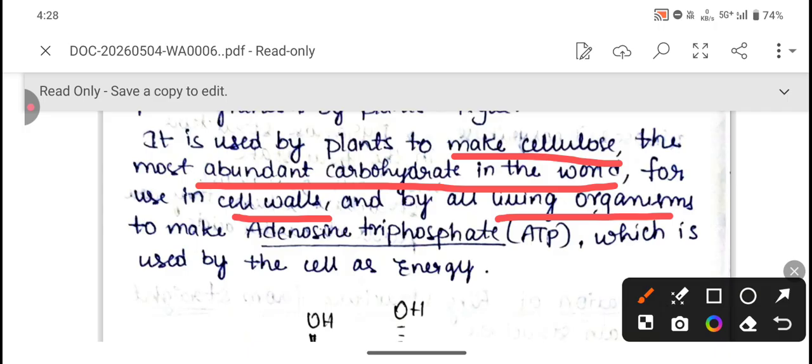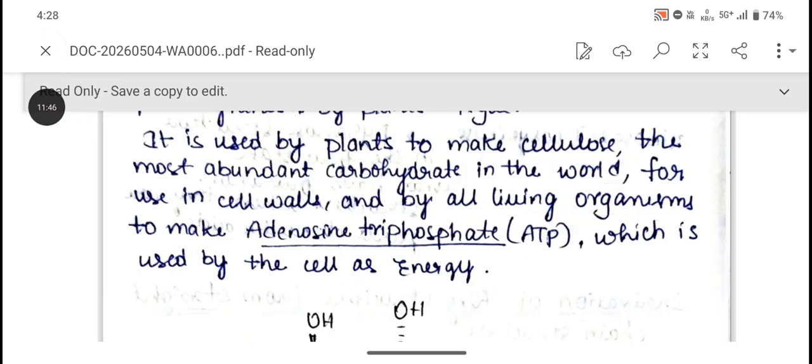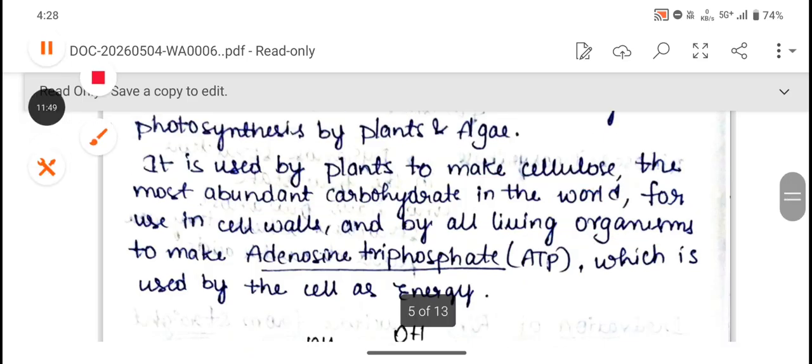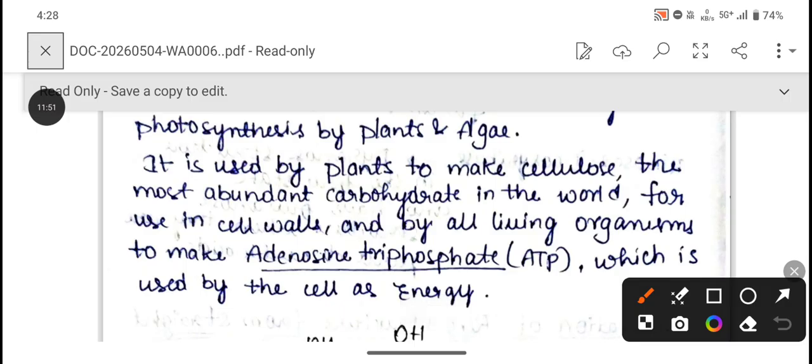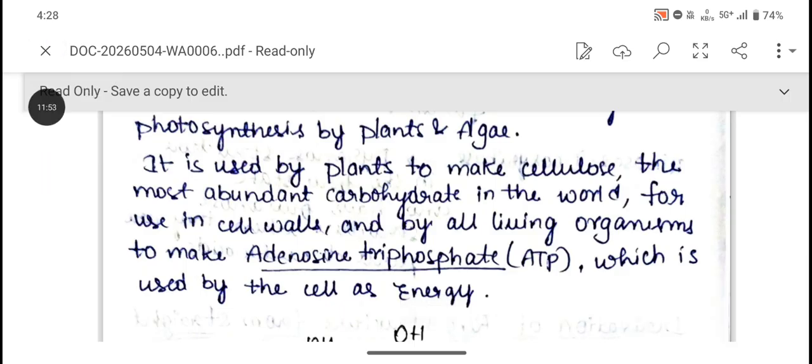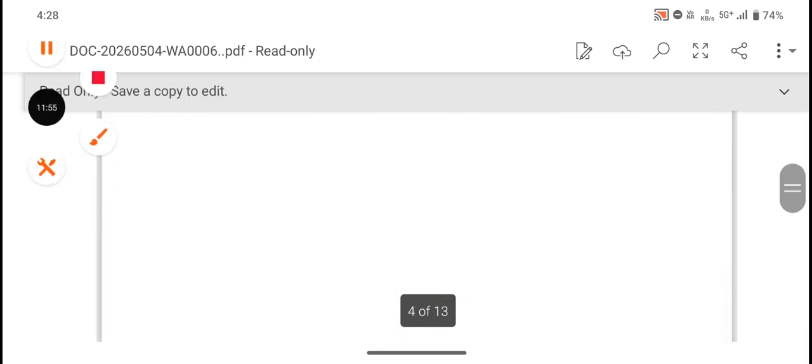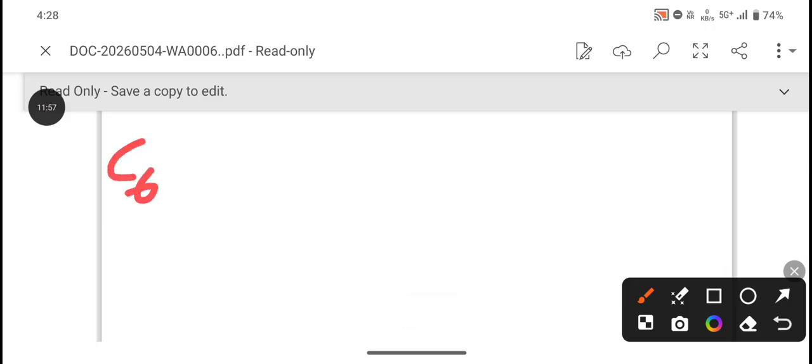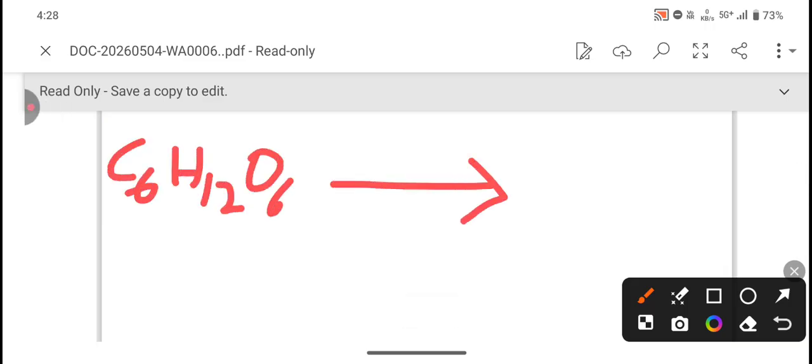If you notice, the energy is actually produced in the body by the oxidation of glucose. So when the glucose gets oxidized, it will generate energy.